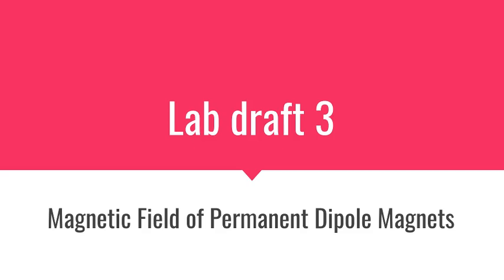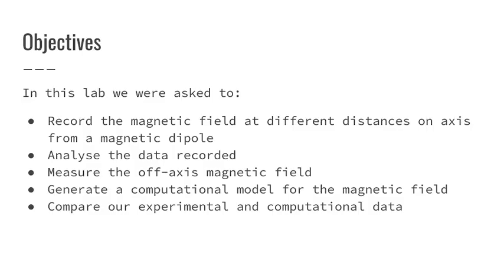In this lab, we were asked to record the magnetic field at different distances on axis due to a permanent magnetic dipole, analyze the recorded data, measure the magnetic field at locations off axis, generate a computational model to represent the magnetic field due to a permanent dipole magnet, and compare our computational and experimental data.